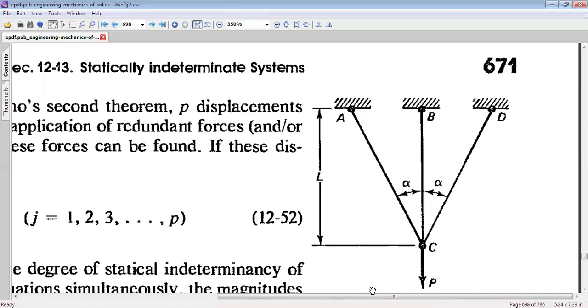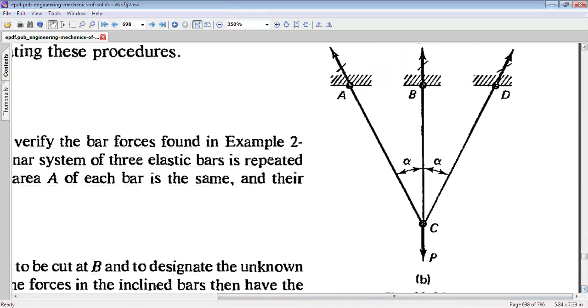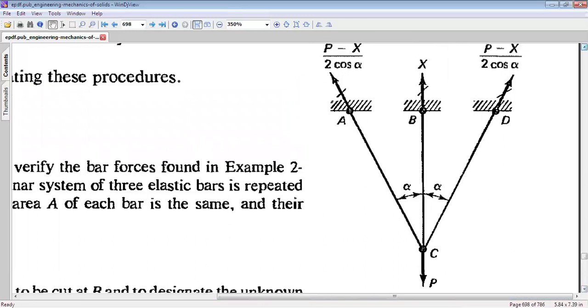For solving this problem, we first of all apply a force which is the reaction at location B in the vertical direction. So we get now figure 12.23B. Now here you can see link BC is experiencing a reaction capital X. From our understanding of statics, we can easily see that the force or the reaction at point D would be (P minus X) divided by 2 cos alpha, and similarly, there would be a reaction of (P minus X) divided by 2 cos alpha at location A.